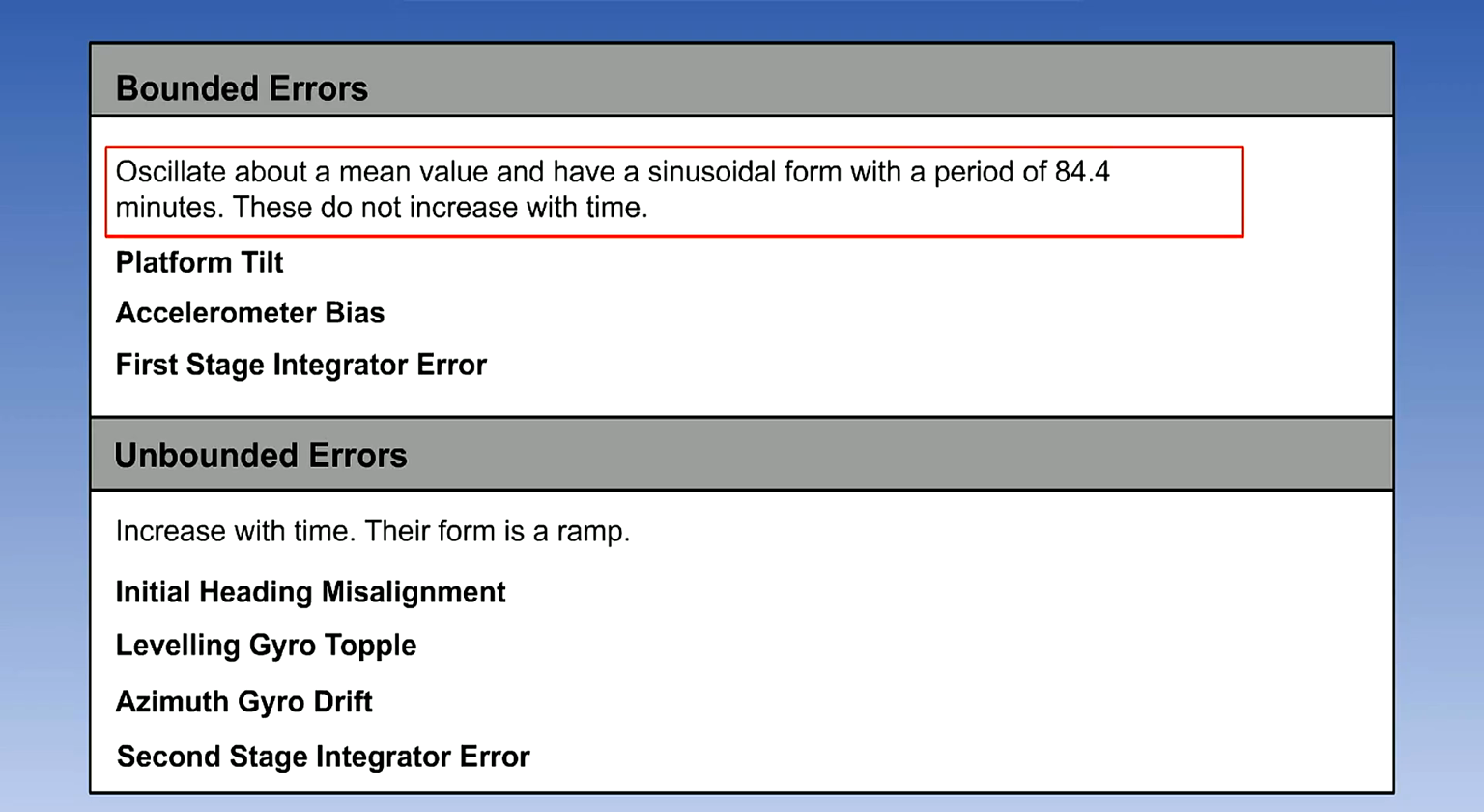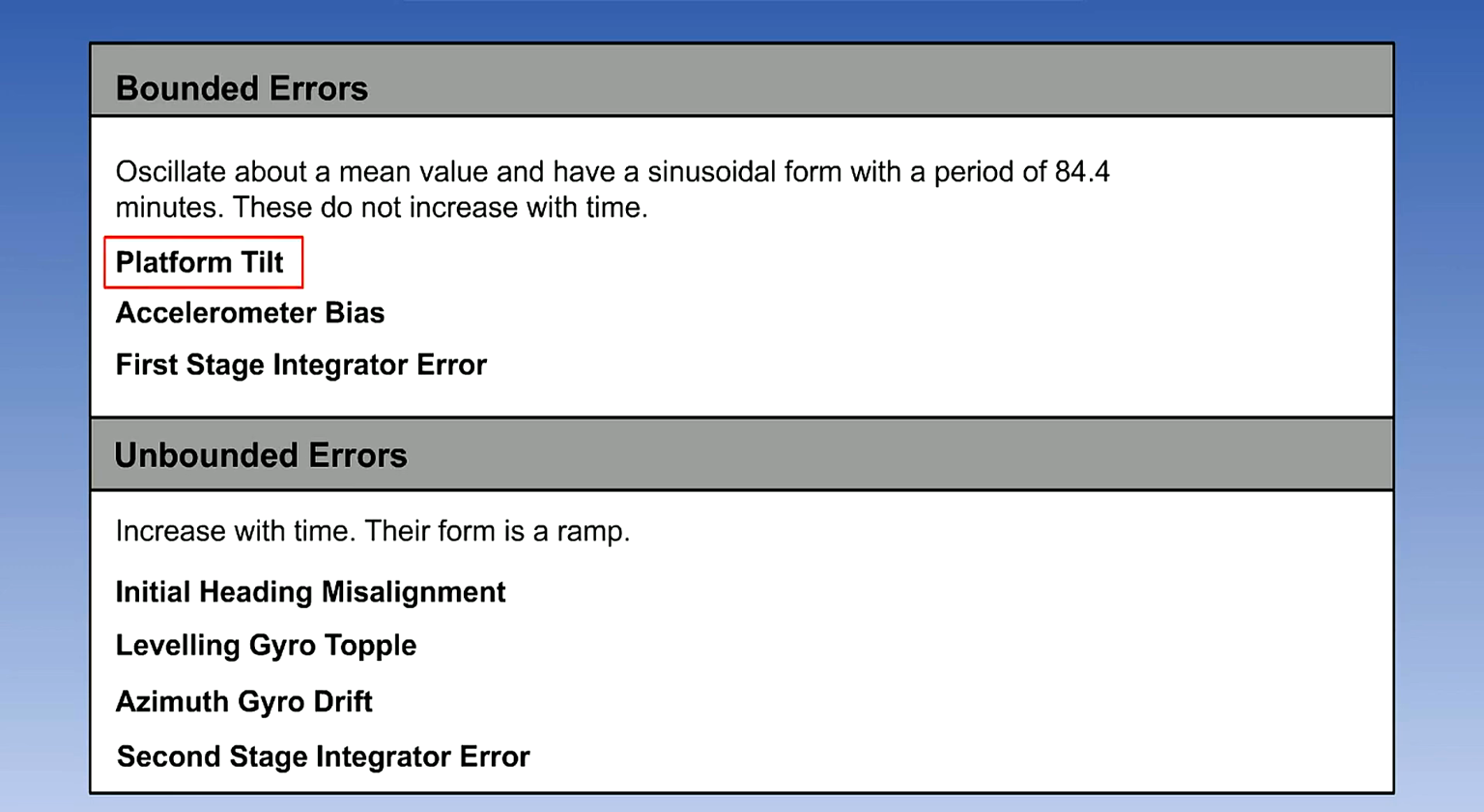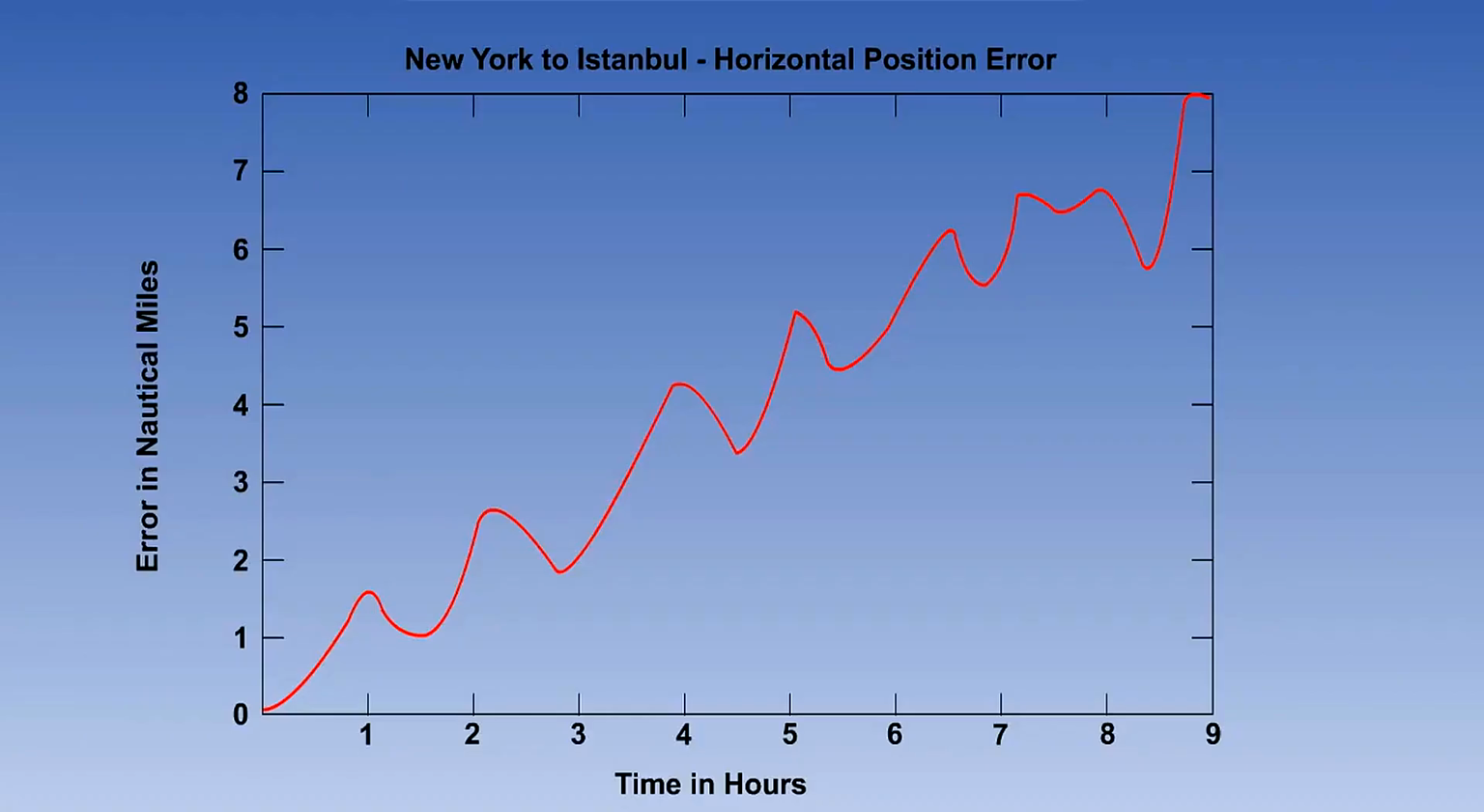Here is a summary of INS errors. Bounded errors oscillate about a mean value and have a sinusoidal form with a period of 84.4 minutes. They do not increase with time. They consist of platform tilt, accelerometer bias, and first-stage integrator error. Unbounded errors increase with time, therefore it is a ramp. They consist of initial heading misalignment, leveling gyro topple, azimuth gyro drift, and second-stage integrator error.